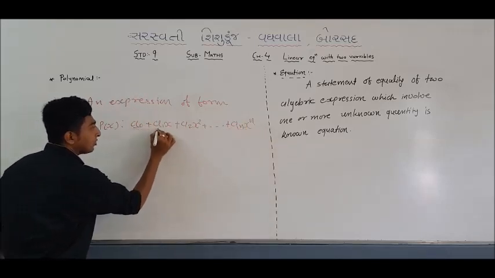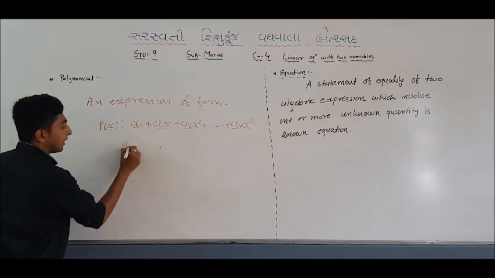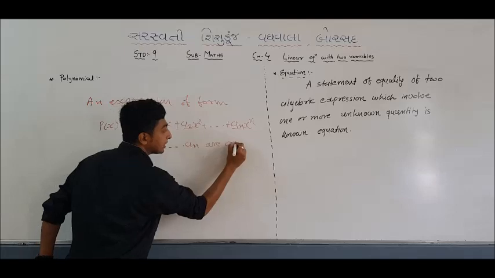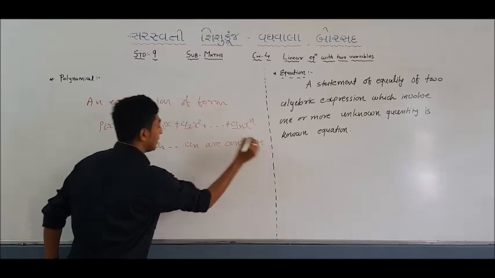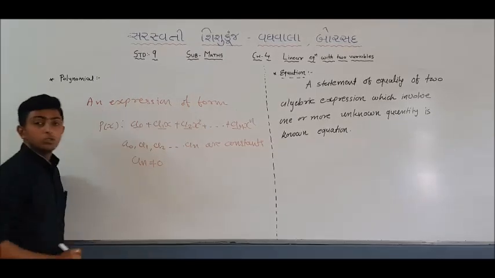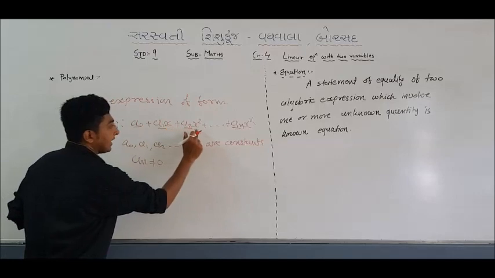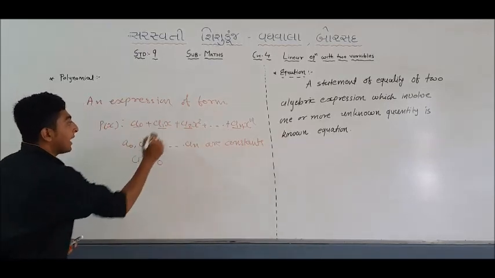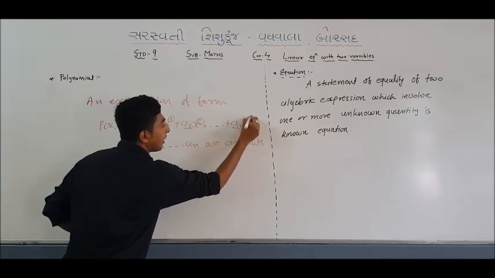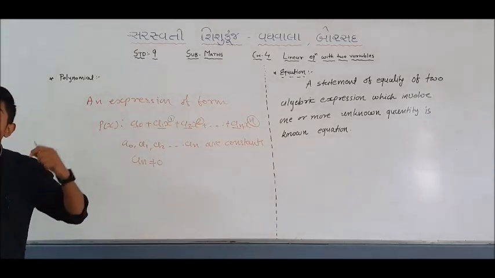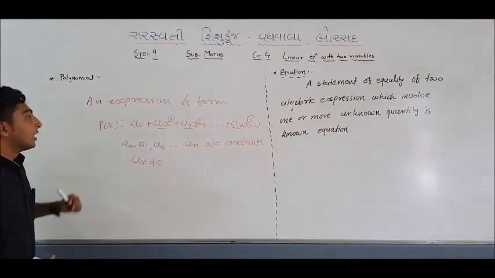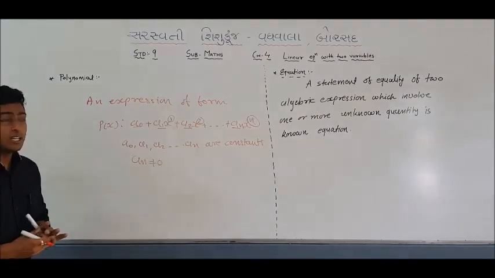We know that a0, a1, a2 up to an are constants. We also know that an is not equal to 0, and x, x² up to xⁿ, where x raised to 1, x raised to 2, x raised to n, are the powers of unknown quantities. Unknown quantity means variable. So 1, 2, n is called the power of the variable. Now let us move further.